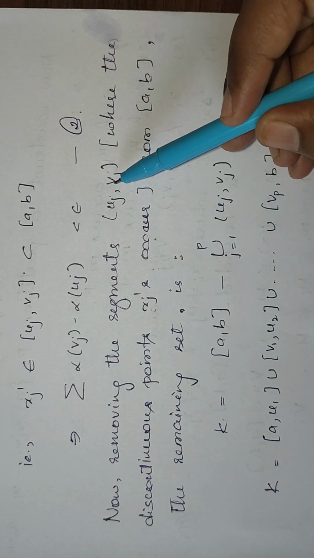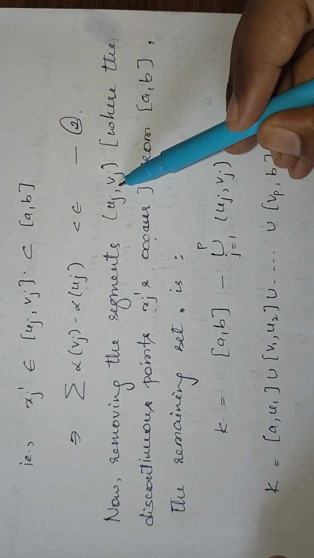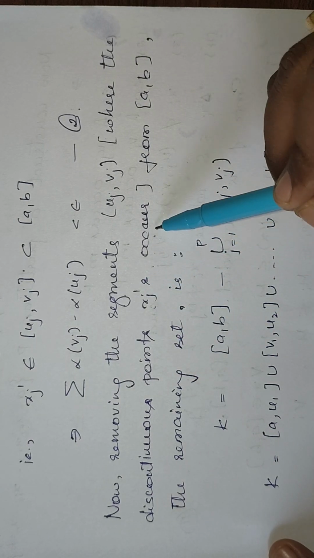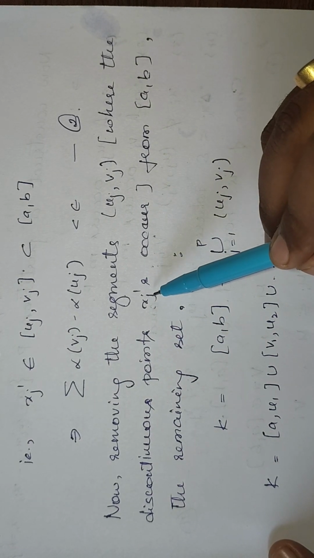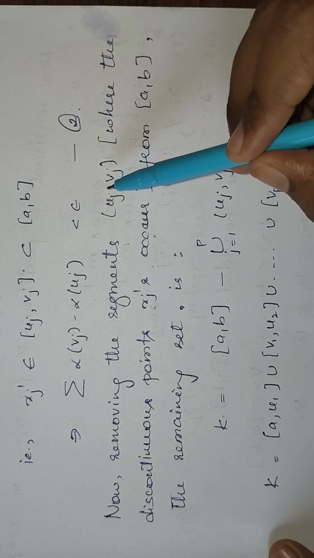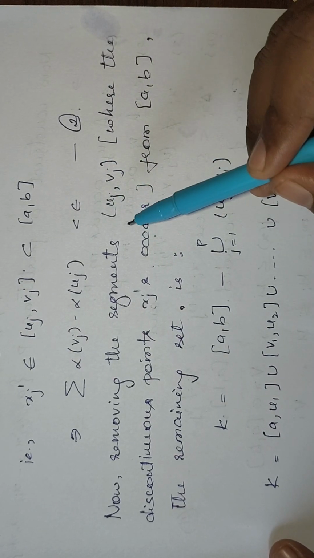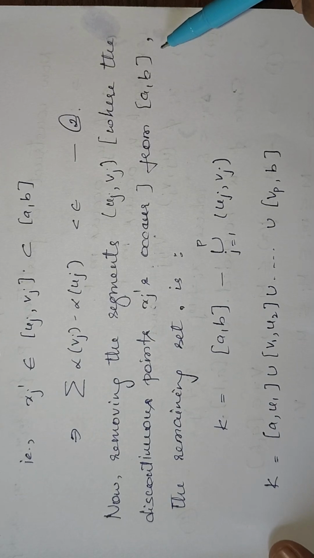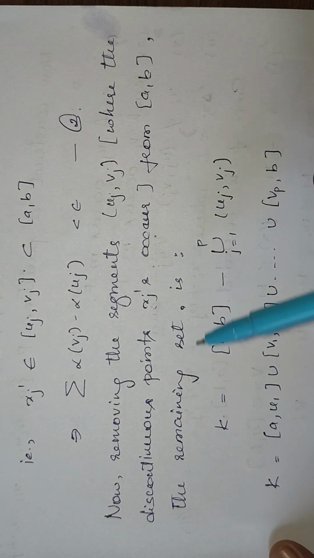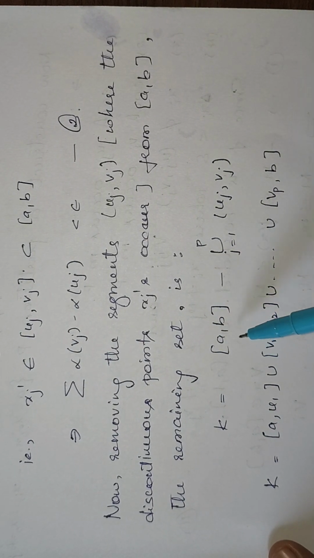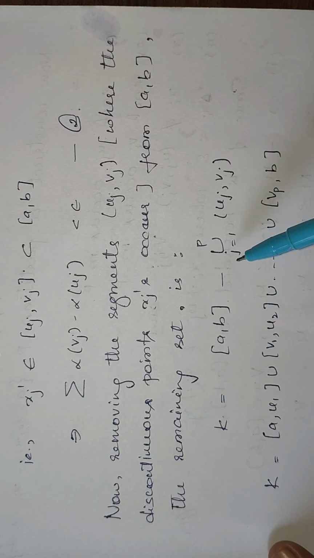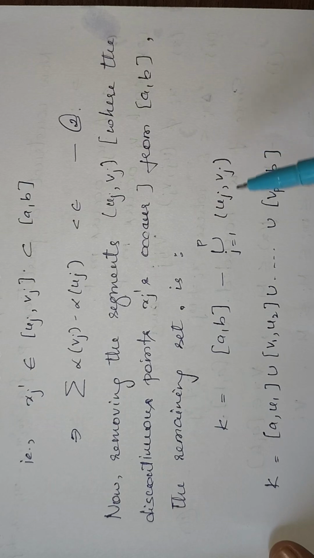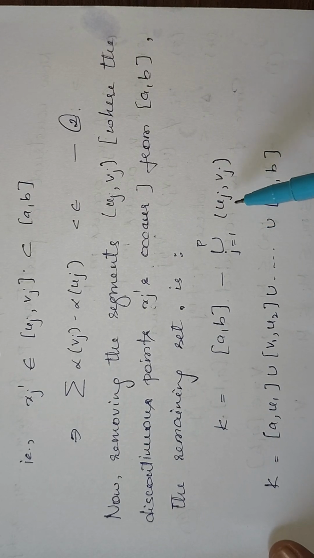I am removing these types of open intervals (uj, vj) where the discontinuous points xj occur. See, this actually occurs in this interval. So I am removing that interval itself from the closed interval [a, b]. Then the remaining set will look like the closed interval [a, b] minus (u1, v1), (u2, v2), (u3, v3), etc. up to (up, vp).